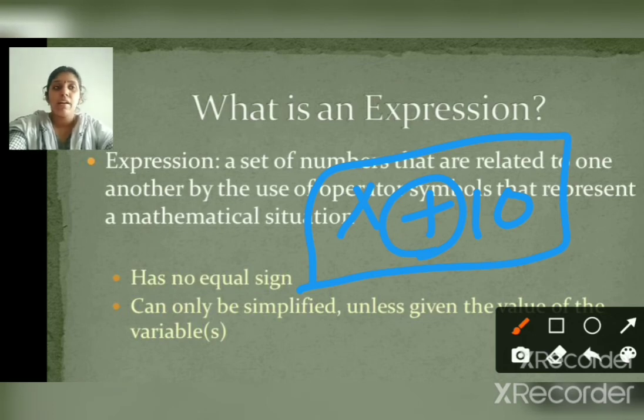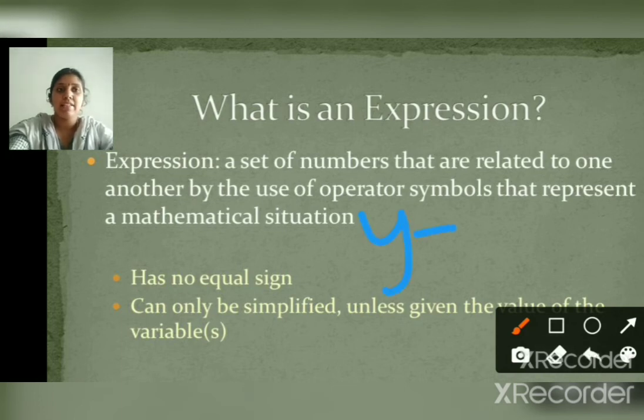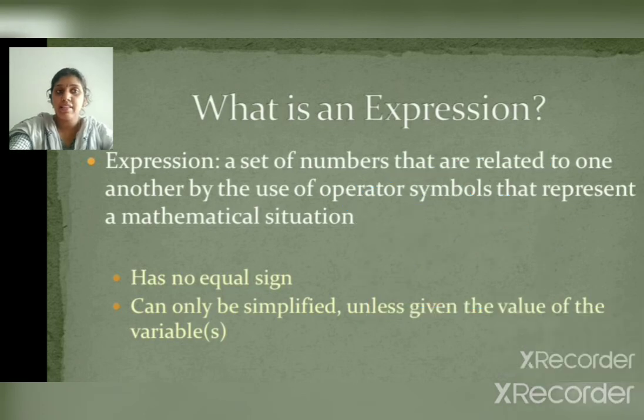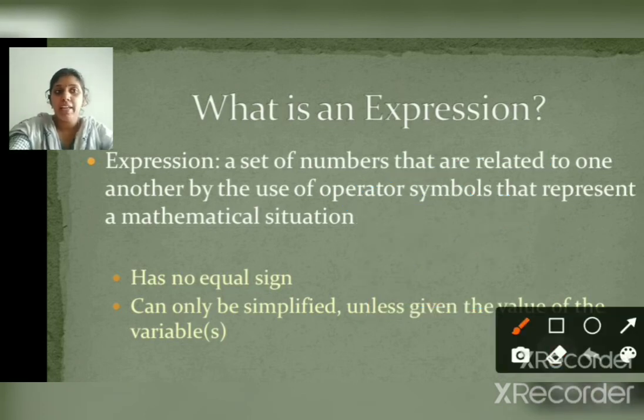Now I will give you another example, say y minus 3. In this case y is the variable. Y minus 3 is an expression. What is the operator symbol or arithmetic operation used here? Minus, subtraction. We read this as y minus 3. So y minus 3 is an expression. Clear, children? So an expression will not have an equal to sign.